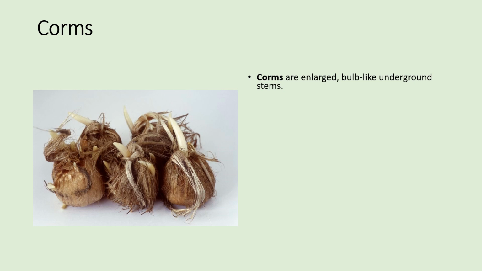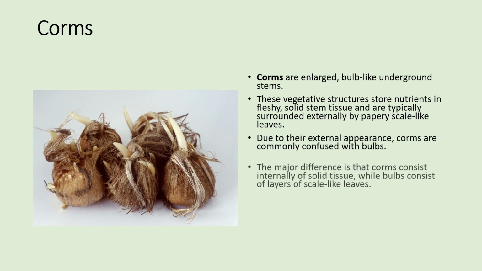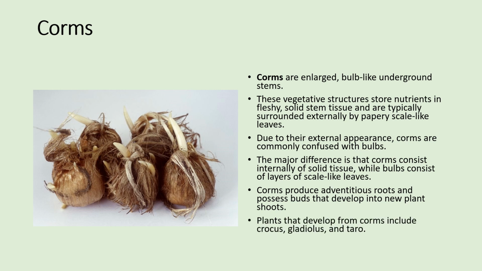Corms. Corms are enlarged, bulb-like underground stems. These vegetative structures store nutrients in fleshy, solid stem tissue and are typically surrounded externally by papery scale-like leaves. Due to their external appearance, corms are commonly confused with bulbs. The major difference is that corms consist internally of solid tissue, while bulbs consist of layers of scale-like leaves. Corms produce adventitious roots and possess buds that develop into new plant shoots. Plants that develop from corms include crocus, gladiolus, and taro.